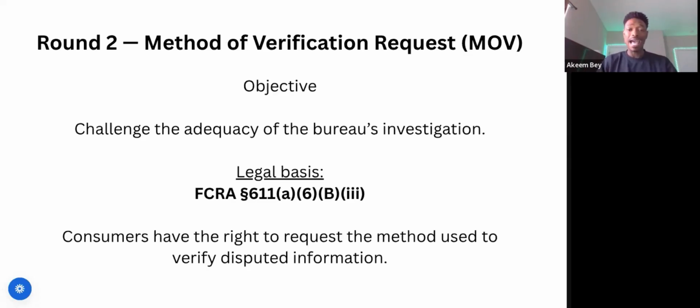And the objective is to challenge the adequacy of the Bureau's investigation process. Again, they use a system called eOscar, which is automated. It's just two computer systems communicating between the bureaus and the lenders. And there's no real investigation that really happens, which under the Fair Credit Reporting Act, once you've escalated the dispute, is not reasonable enough for them to continue reporting that inaccurate information.